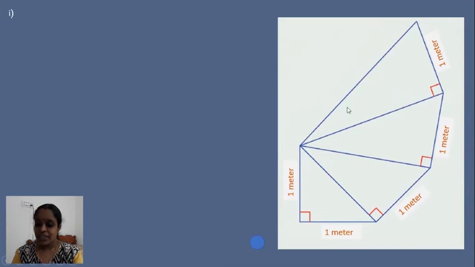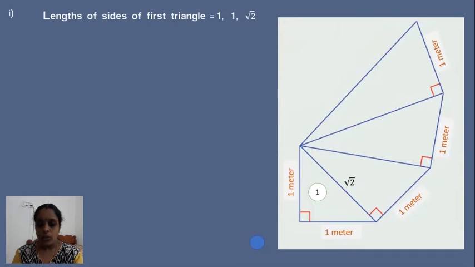You can see the same figure here. So if we take this triangle as the first one, you can see the other two sides are of length 1 meter, 1 meter. So the hypotenuse is of length √2 meter. We use Pythagoras theorem to find the length of hypotenuse. So we can say in the first triangle the lengths of sides are 1, 1, √2.